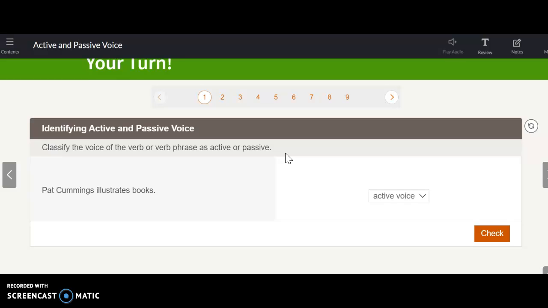All right, here you have some practice that is just dropped down. You're going to look at the sentence, "Pat Cummings illustrates books," and decide if that is active or passive. So to decide, find your subject. I've decided that the subject of this sentence is Pat Cummings. Now I'm going to ask myself, did Pat Cummings do something, or is something being done or happening to Pat Cummings? Here, Pat Cummings illustrates books. Pat Cummings is doing something, right? They're illustrating books. So if the subject is doing the action, that's active.